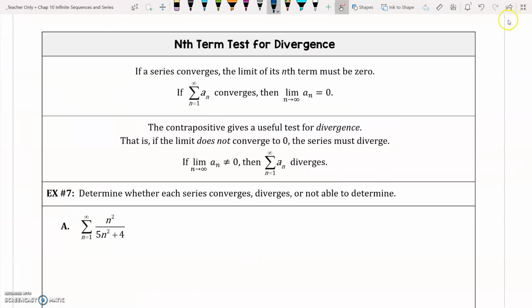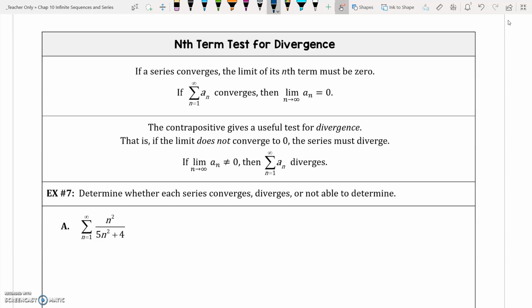This is part 3 of section 10.2, Series and Convergence. So we are going to come up with our first test for convergence. And actually this is really a test for divergence because it doesn't tell us more than that. So this is called the nth term test for divergence.